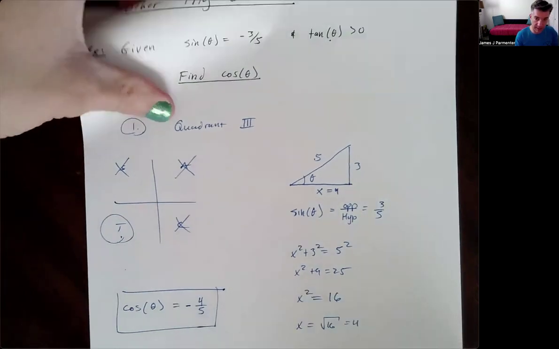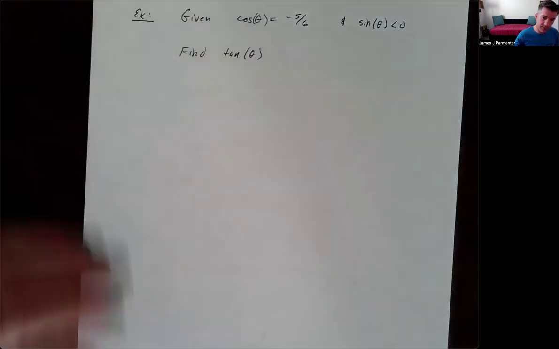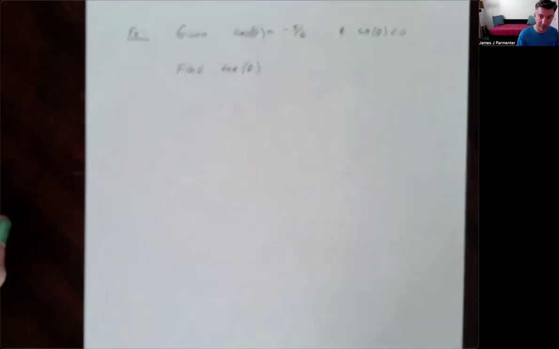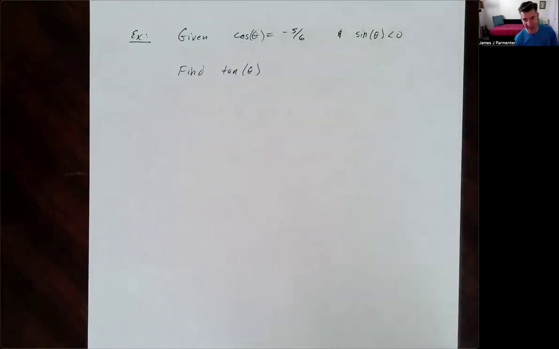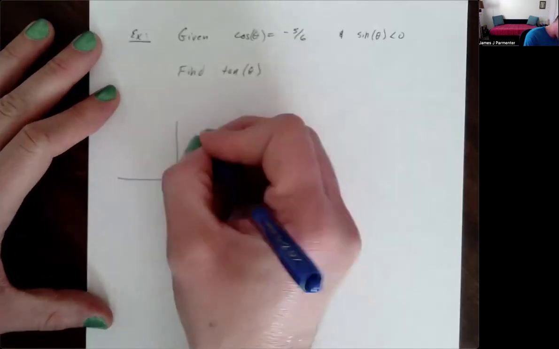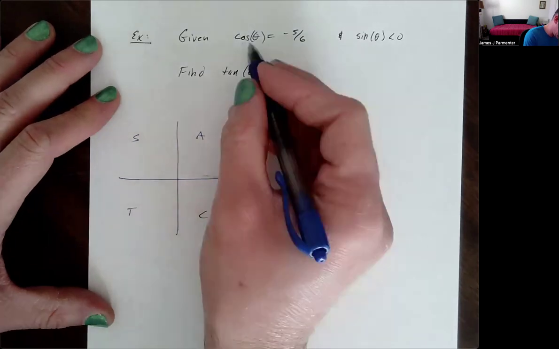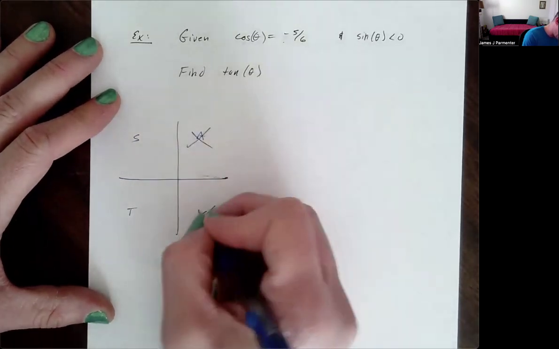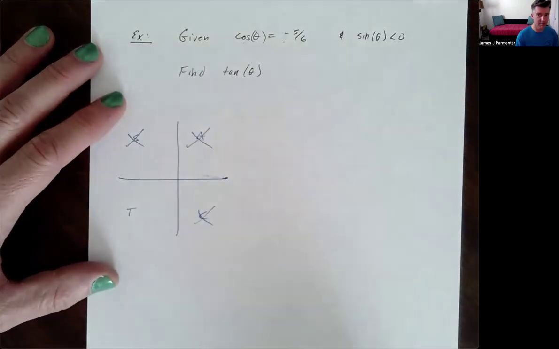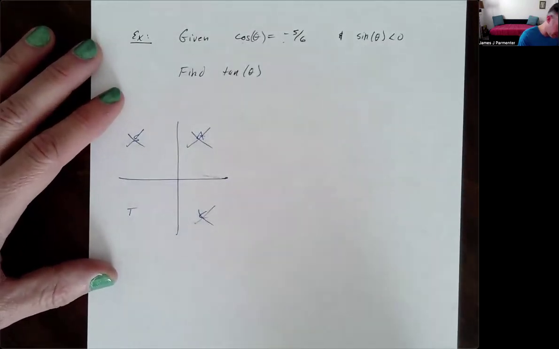Last one on the next page here. Same kind of problem. Given that cosine theta equals negative 5/6, and sine of theta is negative, I think we're in quadrant 3 again. Find tangent theta. Let's check. So again, all students take calculus. If cosine is negative, we can't be here and we can't be here. If sine is also negative, we can't be here. So again, quadrant 3. Sorry for the unoriginality of my question here.